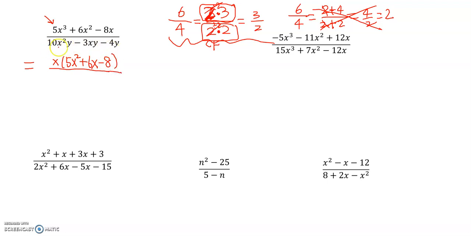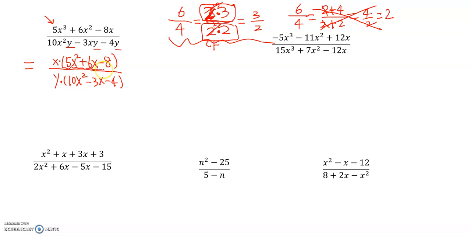And in the denominator, 10, 3, and 4, no GCF except 1. Also x squared, x, there's no x, so there's no common factor x. But we notice that all 3 terms have a y in common, so we can factor out a y. That gives us 10x squared minus 3x minus 4. So we divide each of them by y. And when we get here, notice x is a factor. We can call x a factor of the top because it's x times something. And similarly, y is a factor of the bottom because it's y times something. But there's nothing in common from the top and the bottom.